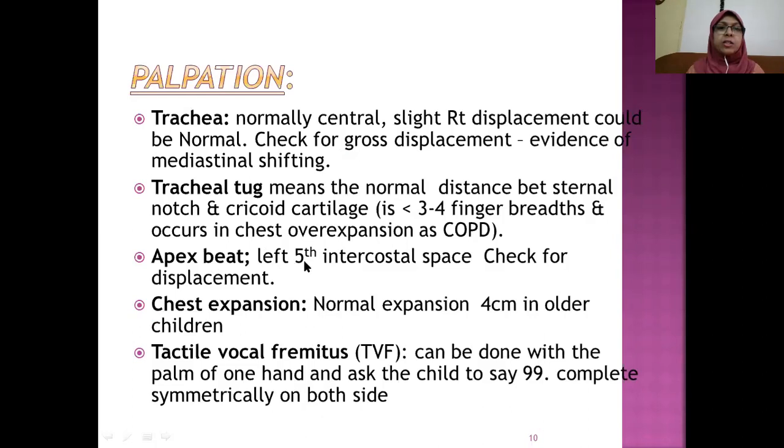Apex beat is on the left fifth intercostal space, just medial to the mid-clavicular line. And you have to check for displacement. If it is displaced, you can say there is evidence of mediastinal shifting, as occurs in pneumothorax, in collapse consolidation, in pleural effusion. Chest expansion: normal expansion is at least 4 centimeters in older children, but you can see it only in those children who can follow commands.